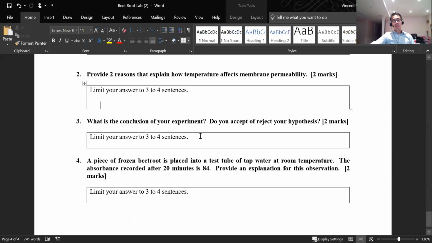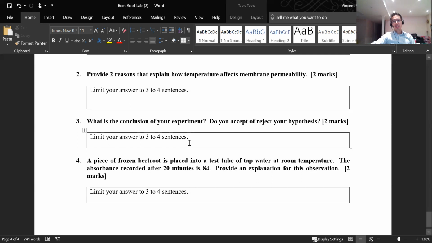What is the conclusion of the experiment? The conclusion is that temperature will increase the permeability of the membrane. You will lose marks if you say temperature will affect the permeability of the membrane. Yes, it will affect it, but you have to say how, right? And then, do you accept or reject your hypothesis? So you either agree with it or disagree with it.